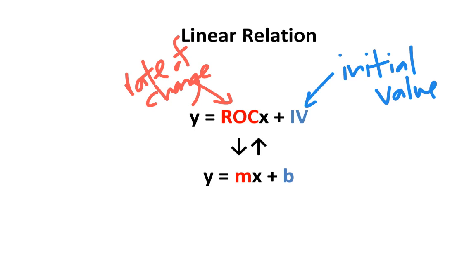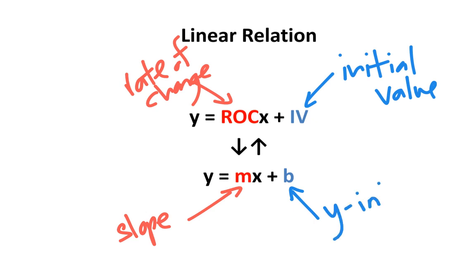This equation, which you should be very familiar with at this point, is the exact same thing as y equals mx plus b. Instead of rate of change, we have the variable m. M represents slope. Instead of initial value, we have the variable b, and that represents the y-intercept. And this is why it's called slope-intercept form. But keep in mind that these two equations are exactly the same.